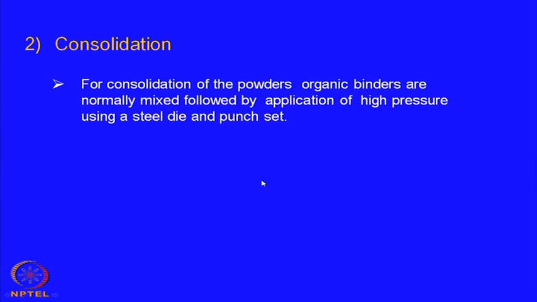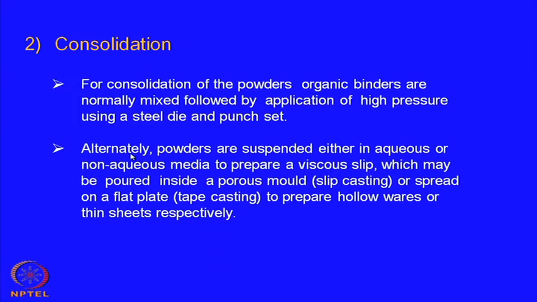Depending on the shape and size you need, you have a steel die and punch or a mold in which these powders are compressed under high pressure. Depending on the size, shape and the quality of the product you make, at times you have to apply thousands of tons of pressure or load to consolidate them. This is one of the simplest ways to consolidate the powders, or give a shape to the powders.